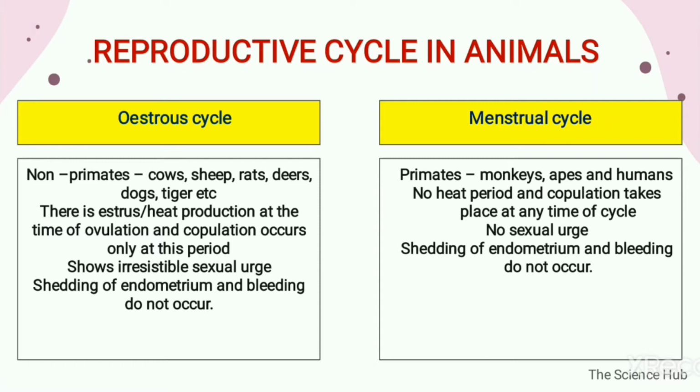Reproductive cycle in animals. Two types of cycle, that is, oestrus cycle and menstrual cycle. Oestrus cycle, which is seen in non-primates like cow, sheep, rat, deer, dog, tiger, etc. And menstrual cycle, which is seen in primates like monkey, apes and humans. In oestrus cycle, there is a production of heat only during the period of ovulation and copulation. Shows irresistible sexual urge, and shedding of endometrium and bleeding does not occur. In menstrual cycle, there is no heat production at any period, no sexual urge, and shedding of endometrium and bleeding do not occur.